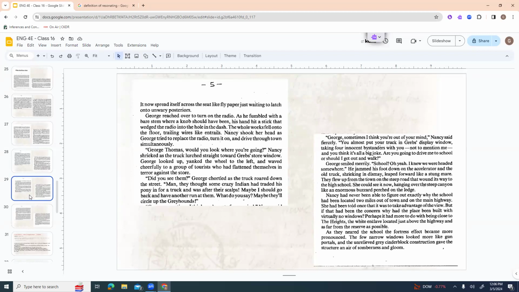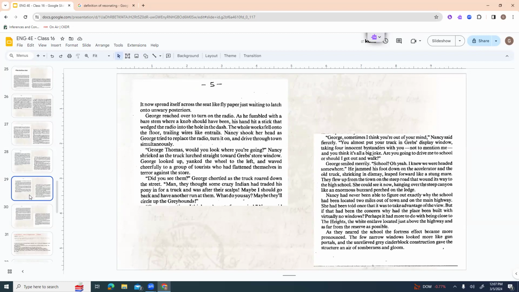"Man, they thought some crazy Indian had traded his pony in for a truck and was after their scalps. Maybe I should go back and have another run at them. What do you say? Maybe they'll circle up the wagons." "George, sometimes I think you're out of your mind," Nancy said fiercely. "You almost put your truck in Greb's display window, taking 4 innocent bystanders with you, not to mention me, and you think it's all a big joke? Are you going to drive me to school or should I get out and walk?" George smiled merrily. "School? Oh, yeah, I knew we were headed somewhere."